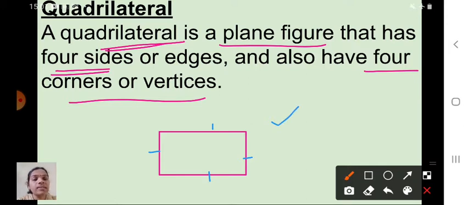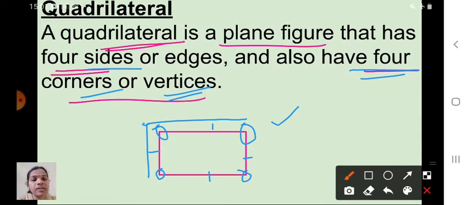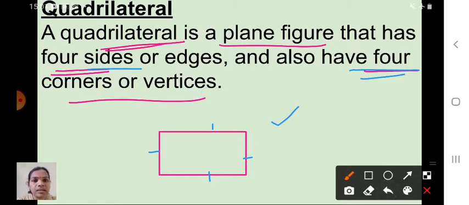A quadrilateral is a plane figure that has 4 sides or edges and also has 4 corners. How many corners are there? 1, 2, 3, 4. That means 4 vertices are there. A vertex is the point where two lines meet. Isn't it, children? So how many vertices are there here? 1, 2, 3, 4.